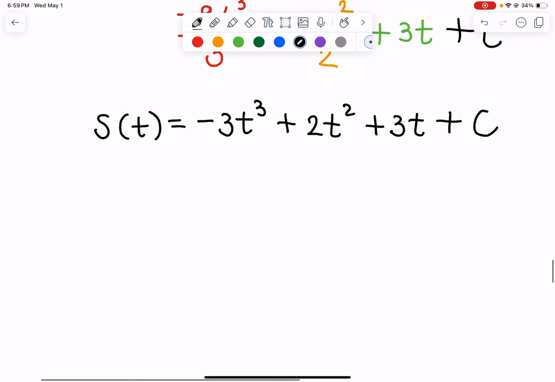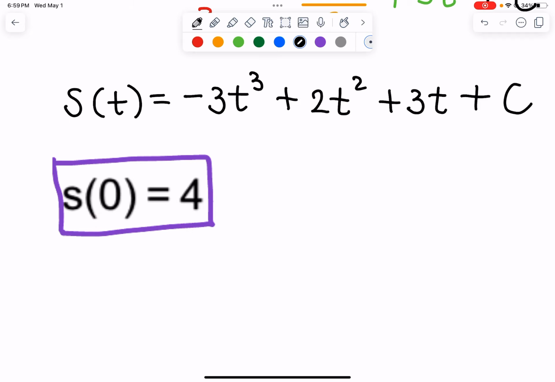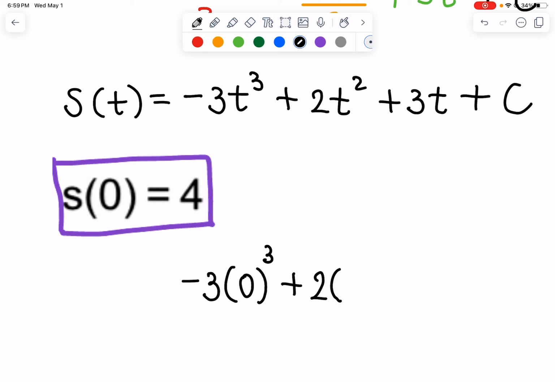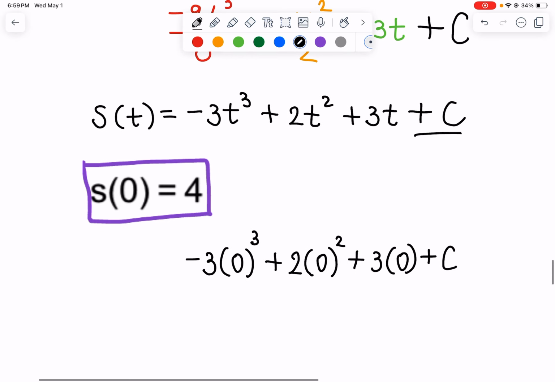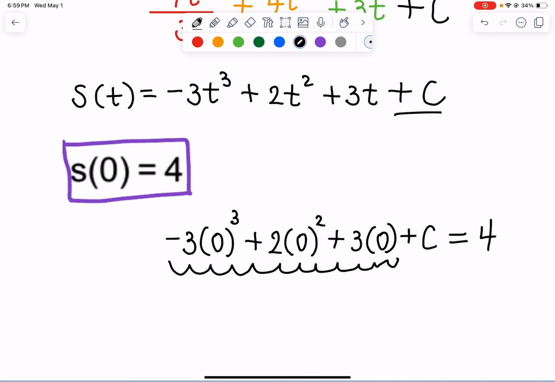But we can figure out what that c is by using this clue they gave us. So what they were saying is if we plug in 0 in for t value, I'm doing that right now. Everywhere you see t, plug in 0. But that plus c should remain as plus c. But this better equal what number? 4. So I'm about to simplify this. Notice all these first 3 terms, they go straight to 0, right? So that tells me c is equal to 4.